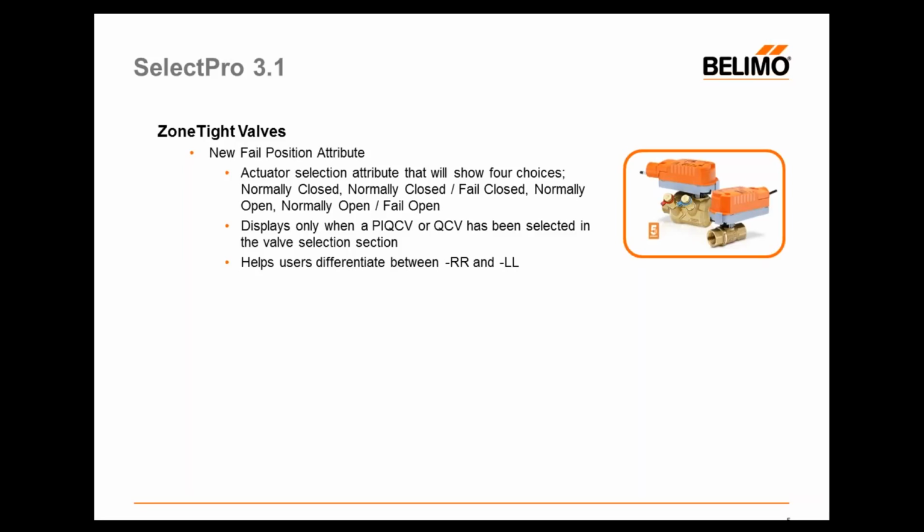So we added this new fail position attribute to the actuator selection section only when you're selecting zone type valves, whether it be PIQCV or QCV. And what that does is now you have the option underneath fail position to choose normally closed, fail closed, or normally open, fail open.